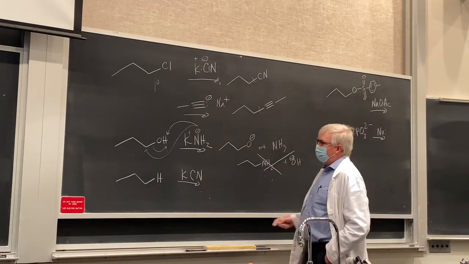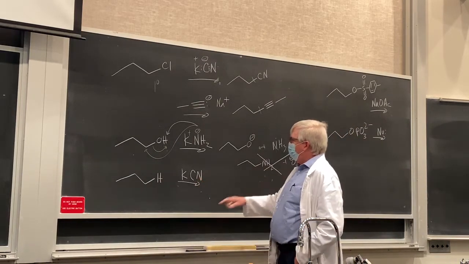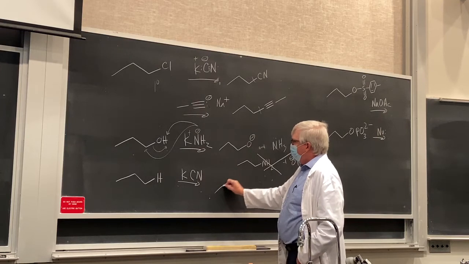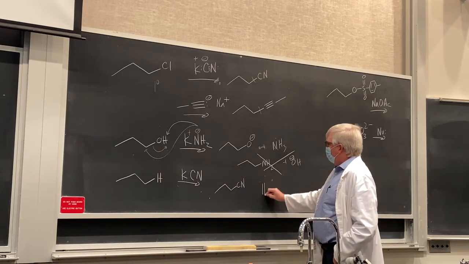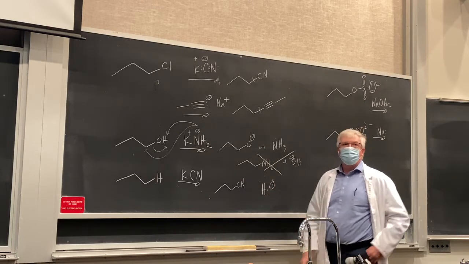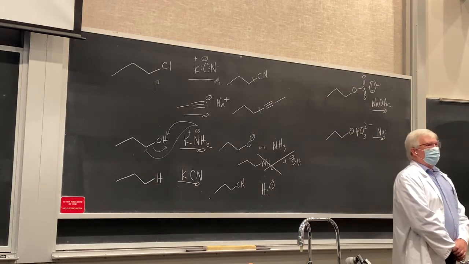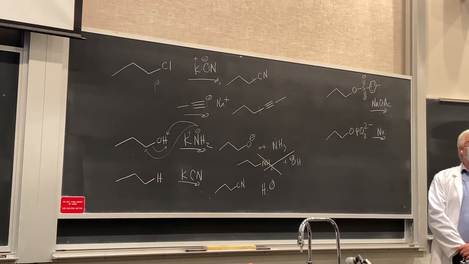All right, what about this one? Let's see. How about just propane with potassium cyanide here? Can we get the cyanide on there? And let's see, what would be the leaving group? Oh, hydride would have to come off. Now, what do you think about that reaction? Is that going to work? Or are there going to be some problems there?